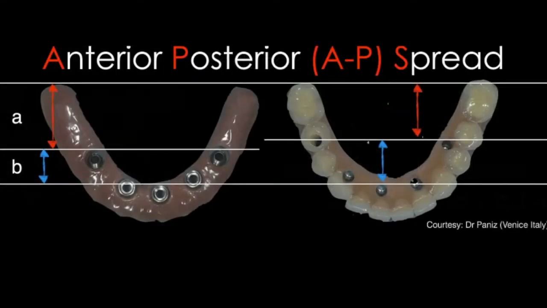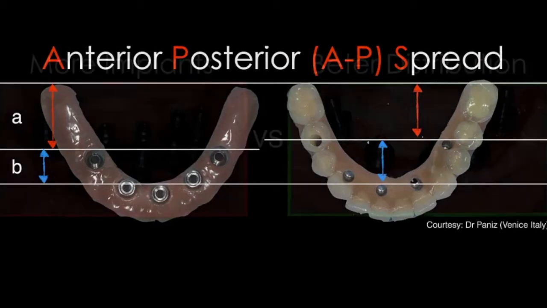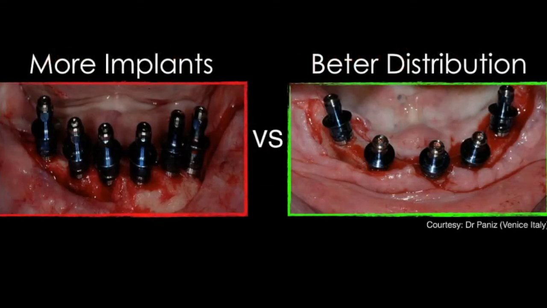Always keep in mind the AP spread is going to be very, very important. The AP spread refers to the space between where the most anterior implant is placed and the most posterior implant is placed. That will determine the amount of cantilever that you go posterior. That means if you have a 1-to-1 ratio of that spread, that's how much you can cantilever posteriorly. Now, more implants doesn't mean that it's better. What is better is actually a better distribution of those implants to be able to account for that AP spread.